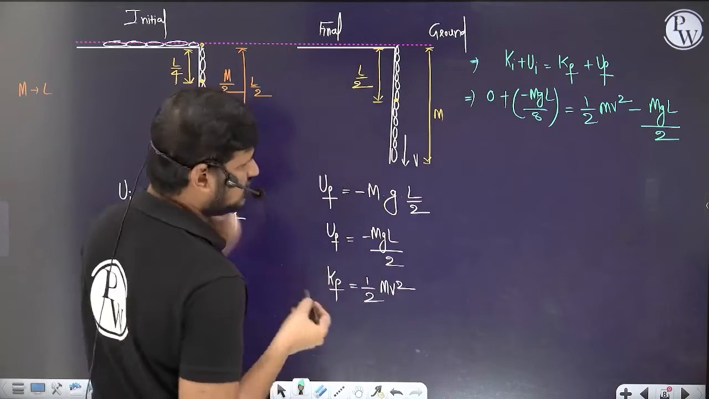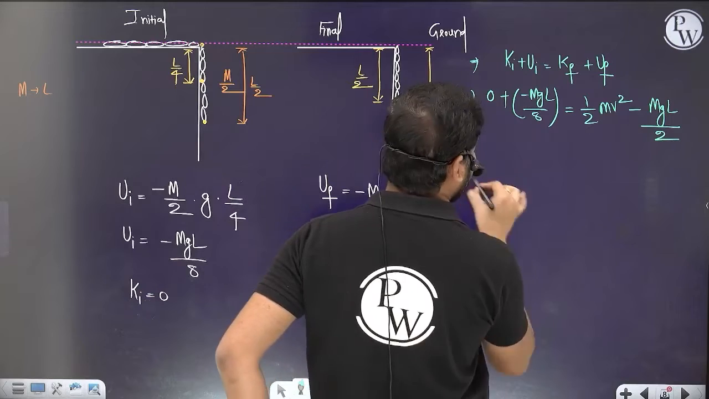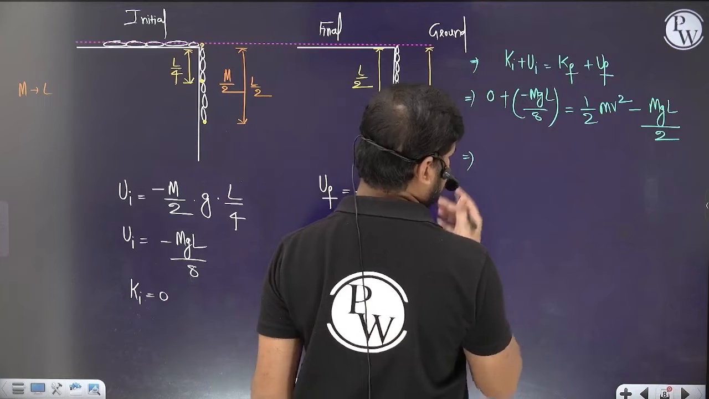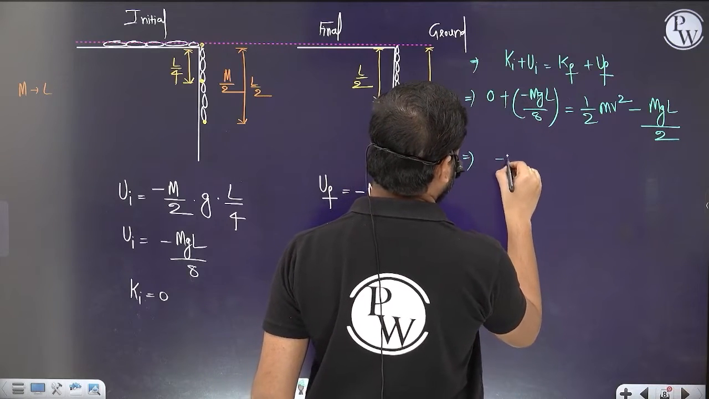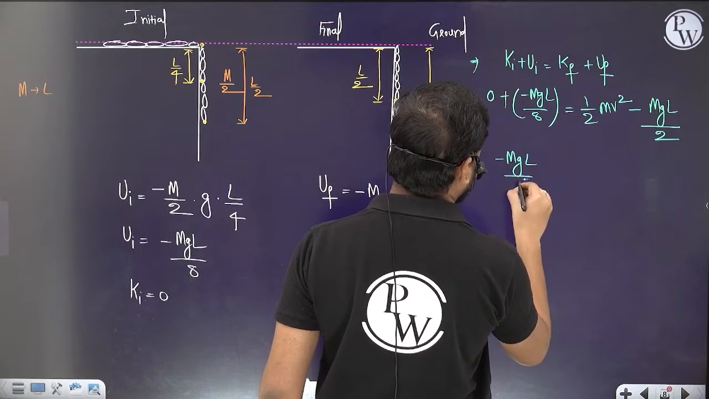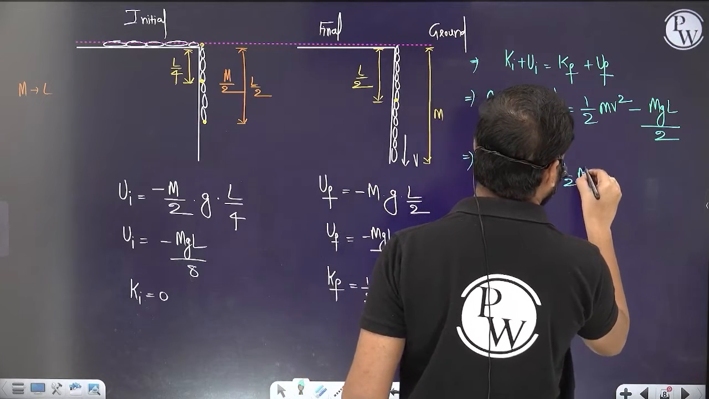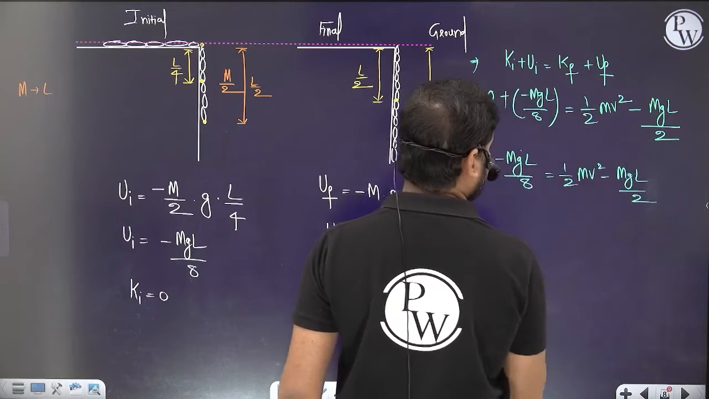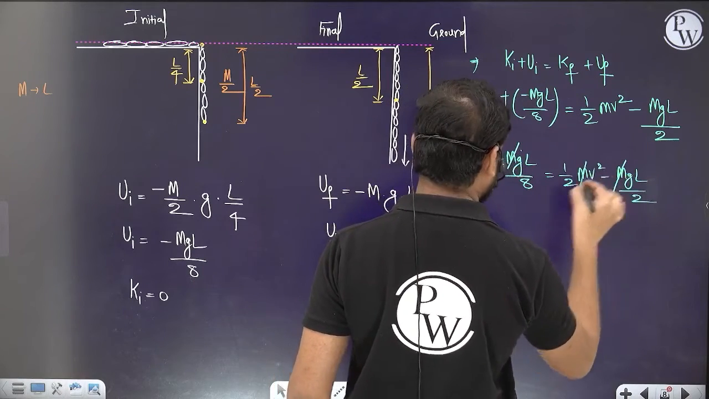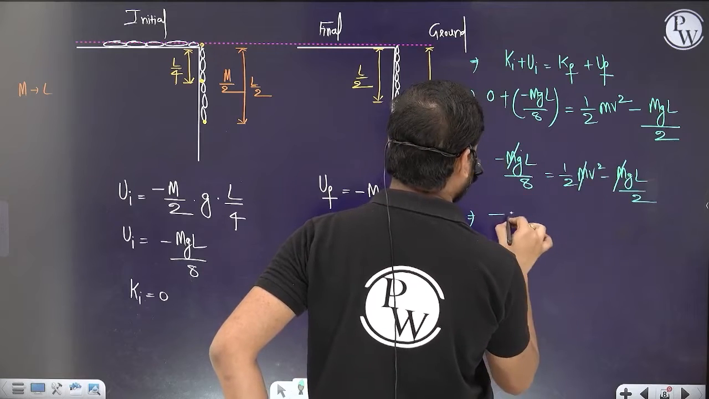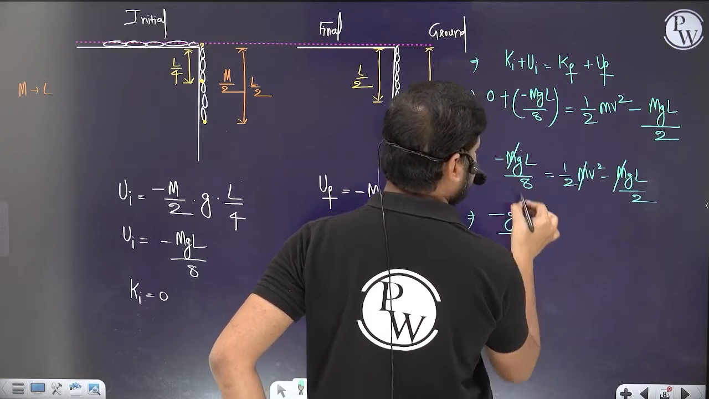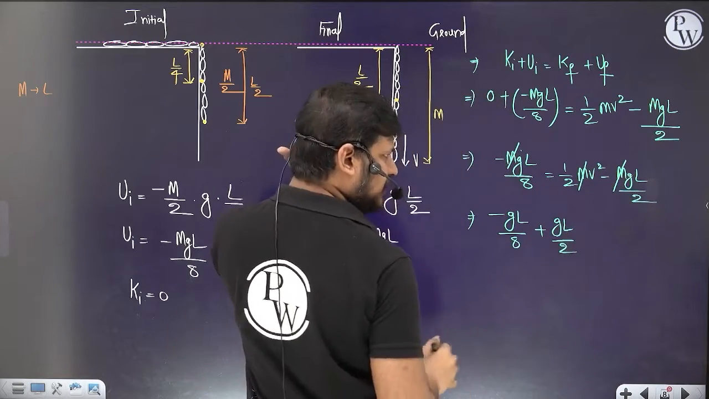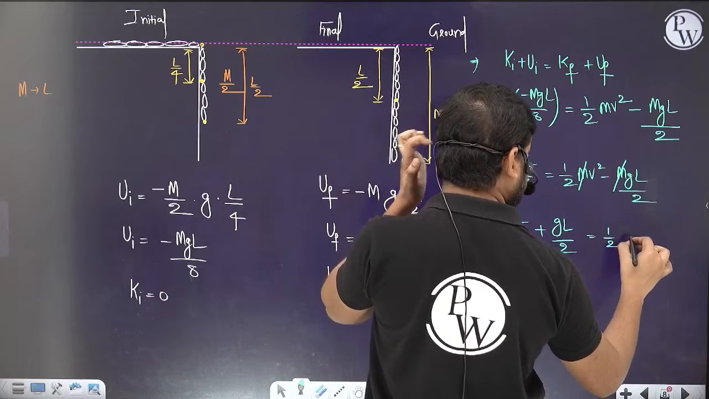Now let's do the calculations. We need the velocity v, so we need this v term. Bring everything to this side. Here it is, minus mgL by 8 equals half mv square minus mgL by 2. First, you can cancel m. Then bring this gL by 2 to this side: minus gL by 8 plus gL by 2, yes or no, equals half v square.